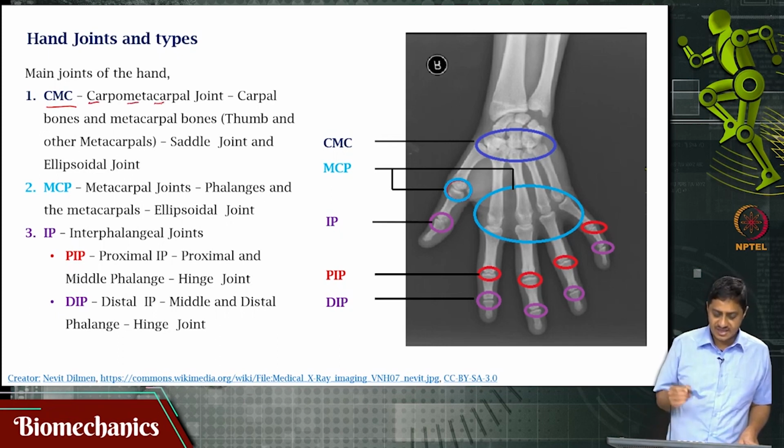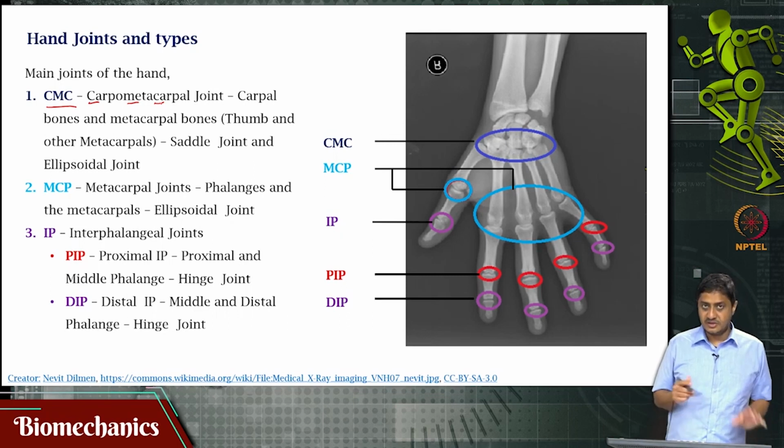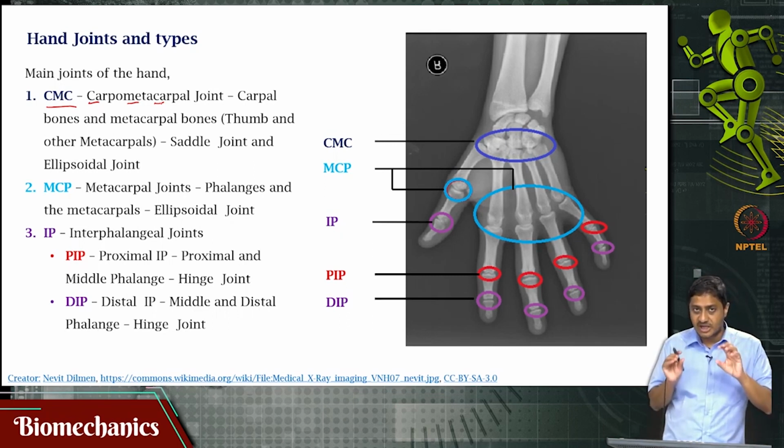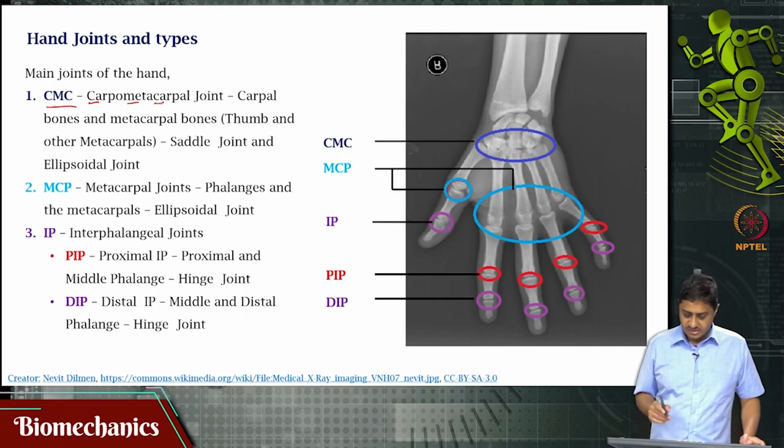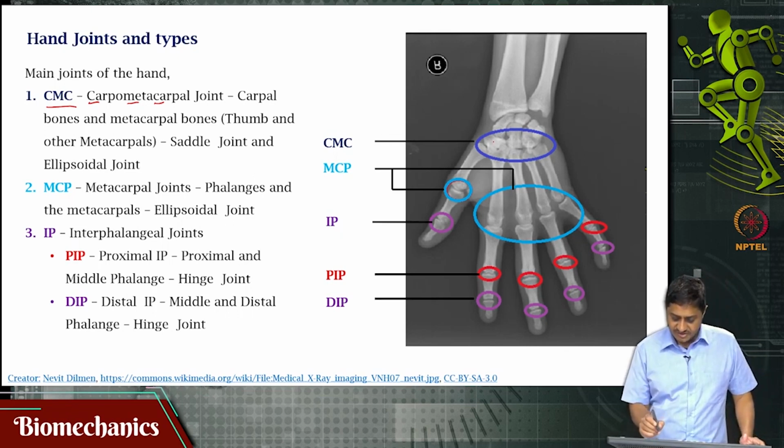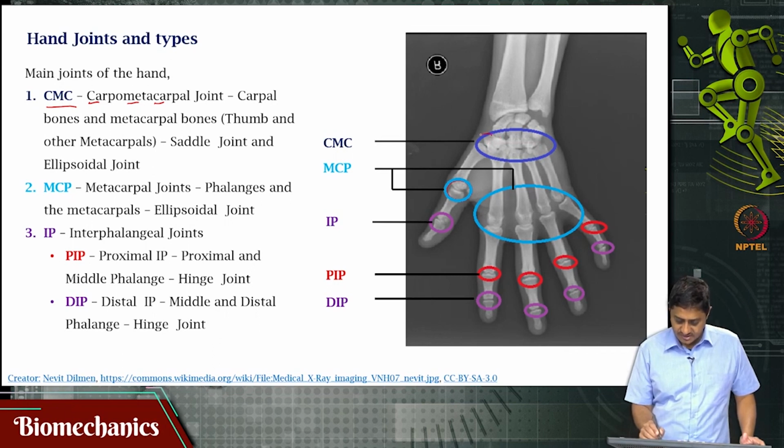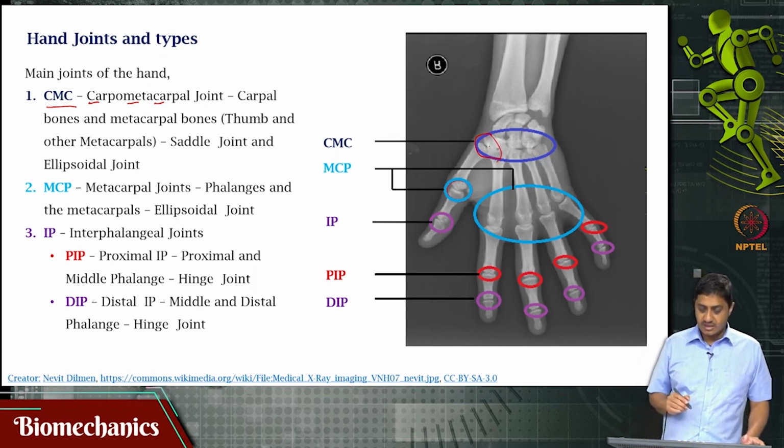Carpo-metacarpal joint, CMC joint. The articulation is happening between the carpal bones and the metacarpal bones. For the thumb, let us remember, this is what we are discussing. This is the carpo-metacarpal joint for the thumb. It turns out that for the fingers there is very little to no movement that happens at the CMC joint of the 4 digits, or digits 2, 3, 4 and 5.